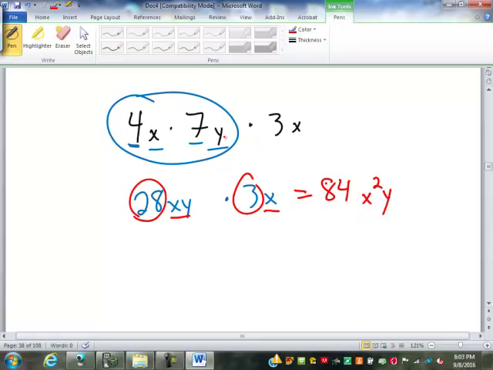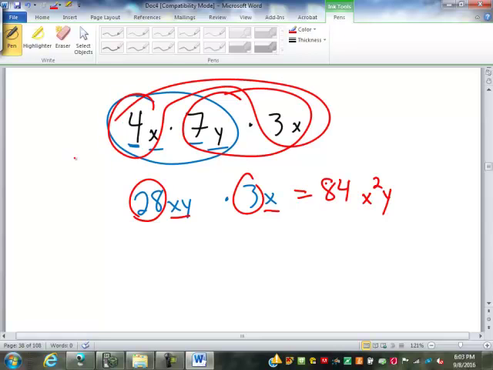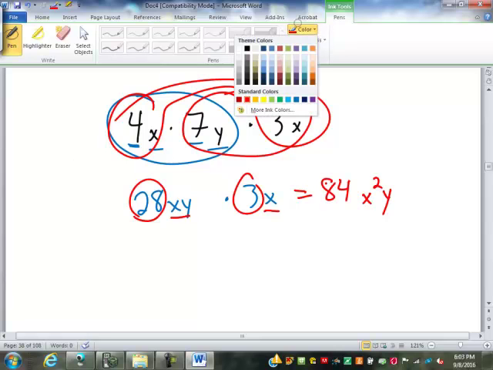Does the order matter? No, it doesn't. Multiplication is associative, so I could have multiplied these two first, or I could have done those two first. Yeah, I got 12x squared and then times 7y. That works just fine as well.